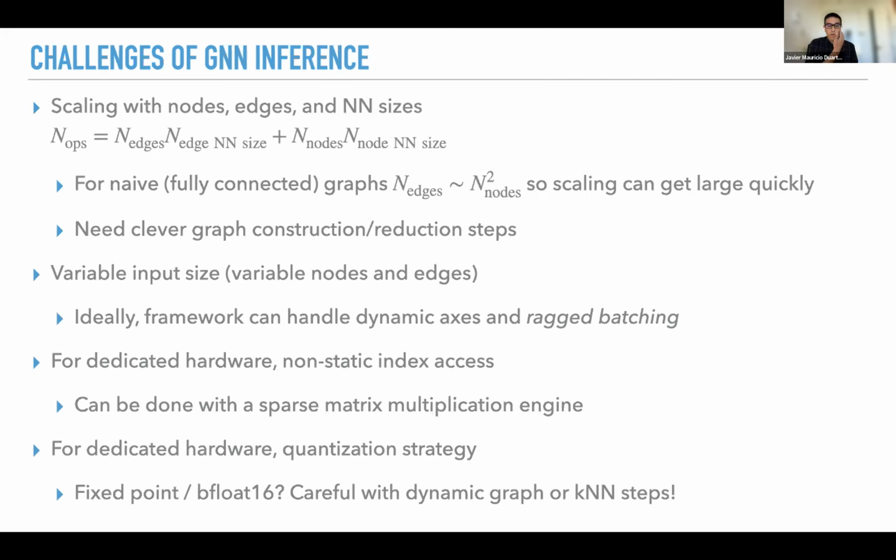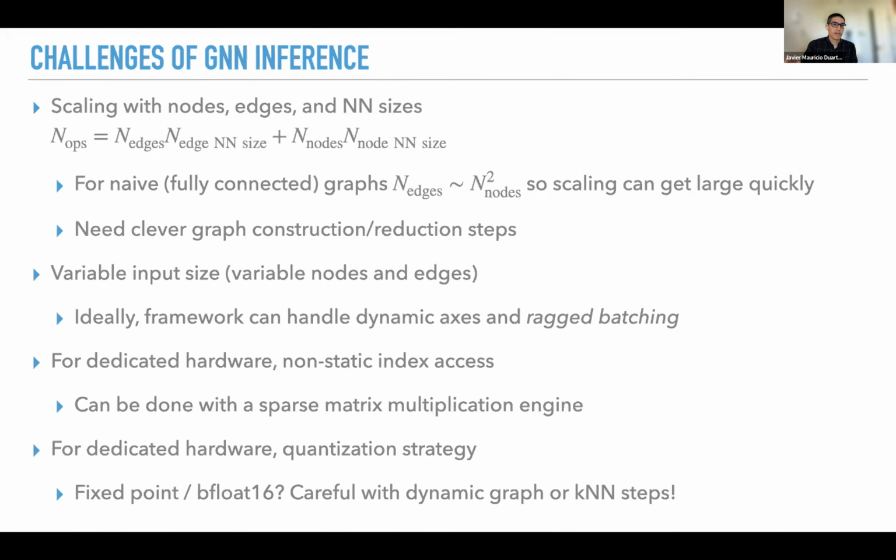And finally, I'll talk a little bit about this idea of so-called ragged batching. Ideally, it would be nice if the framework or your hardware can take into account the fact that even within a batch, you might have, for example, 10 jets in a batch, and each jet might have a different number of particles. GNNs can typically take this into account, but can your hardware acceleration framework take this into account?